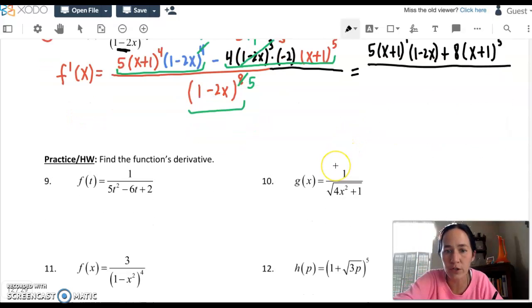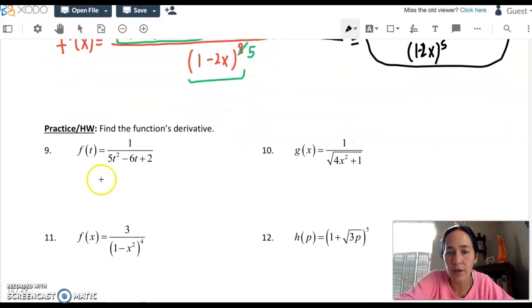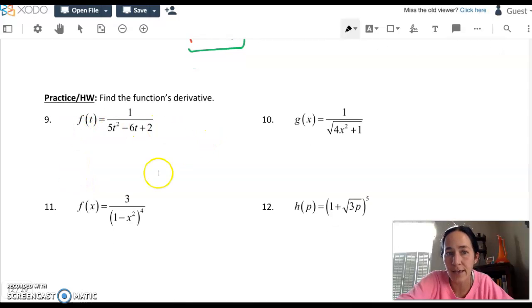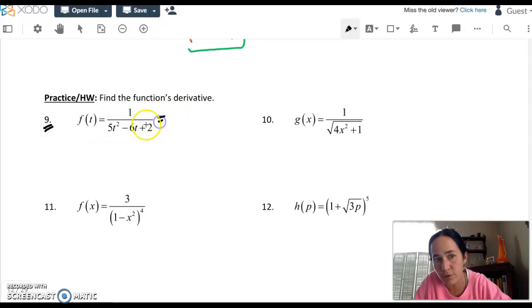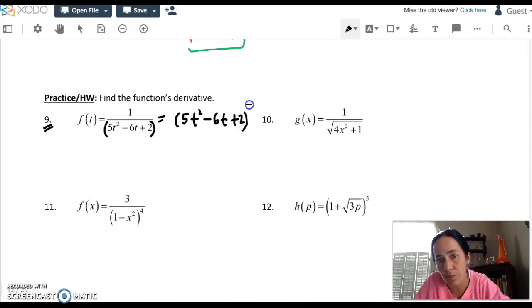Now, what about your homework questions? There are times, like I'll give you advice on 9, 10, and 11. Don't do these by quotient rule. Solve them like we solved some questions on the other side of the packet. So if I were to do number 9, my very first step is swinging up this denominator and writing it to the negative 1 power. So it's 5t squared minus 6t plus 2 to the negative 1 power.